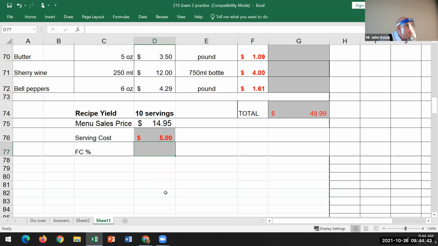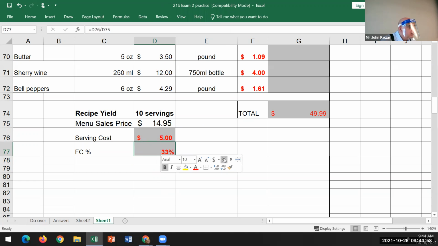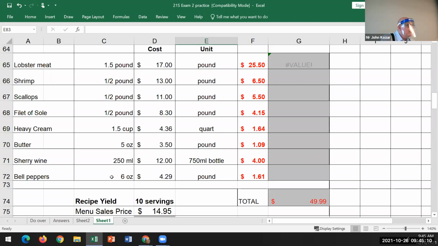When we do the food cost percentage, divide the $5 by the $14.95. It's not 33 cents. It's 33.4%. So that took us a little while to get there.